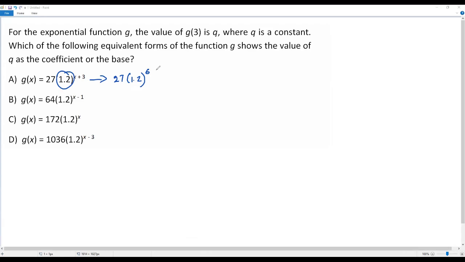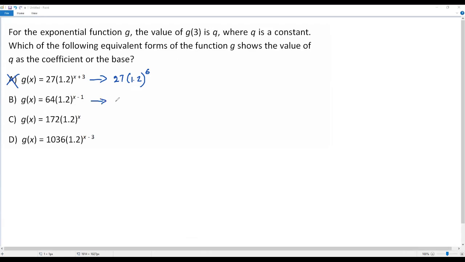But our aim is to get the function g, which shows the value of q, that is g of 3, either as a coefficient or the base. But the function g of x in answer choice A does not show the value of q either as the coefficient or base. We can reject answer choice A. Now let's go to answer choice B.